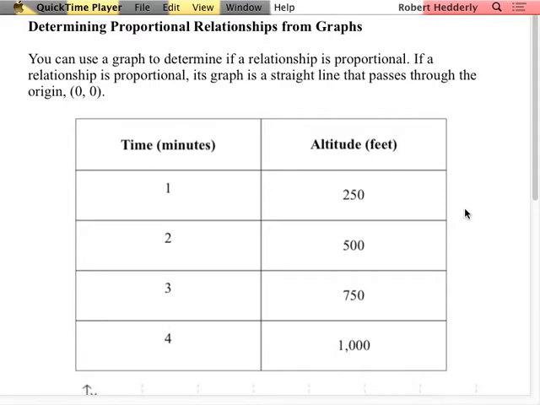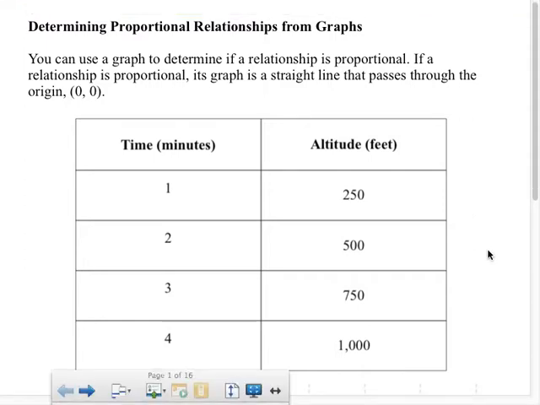Okay, so this is second semester, 7th grade math, unit 4, lesson 4. Okay, so today we're going to be determining proportional relationships from graphs.